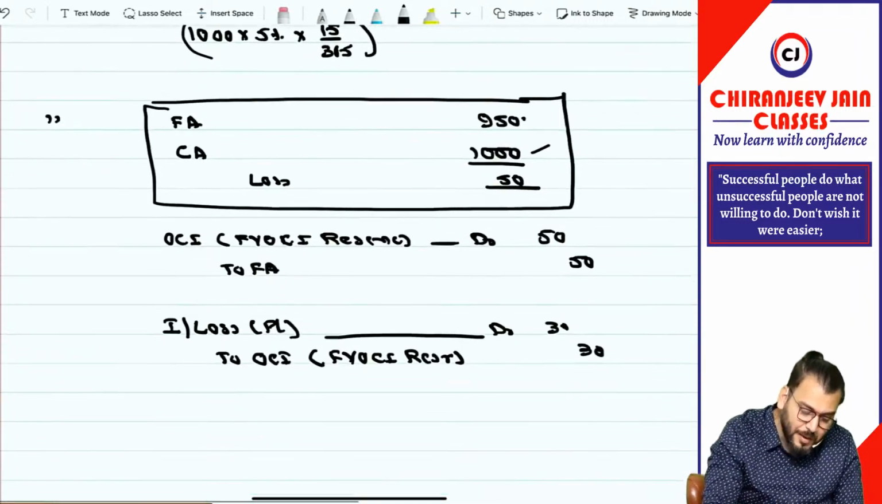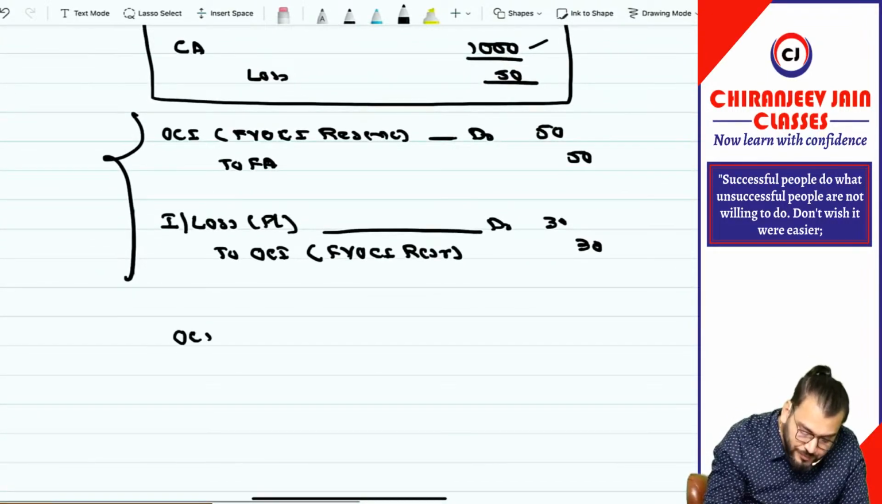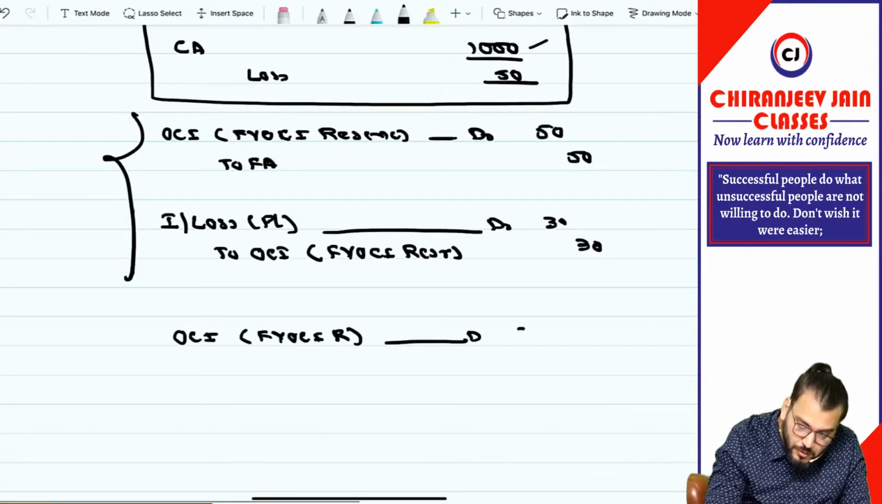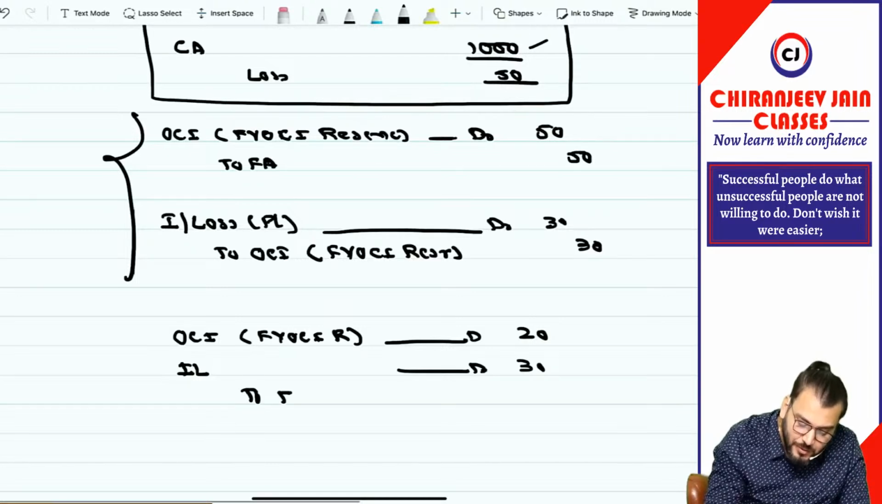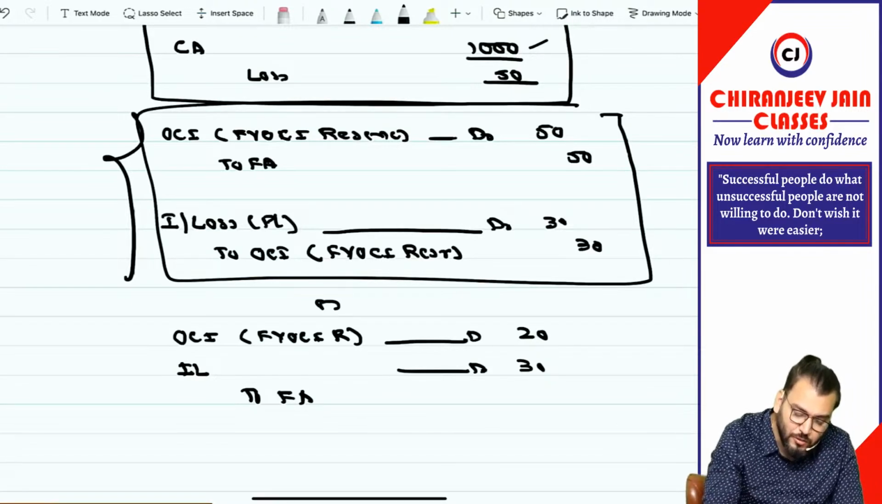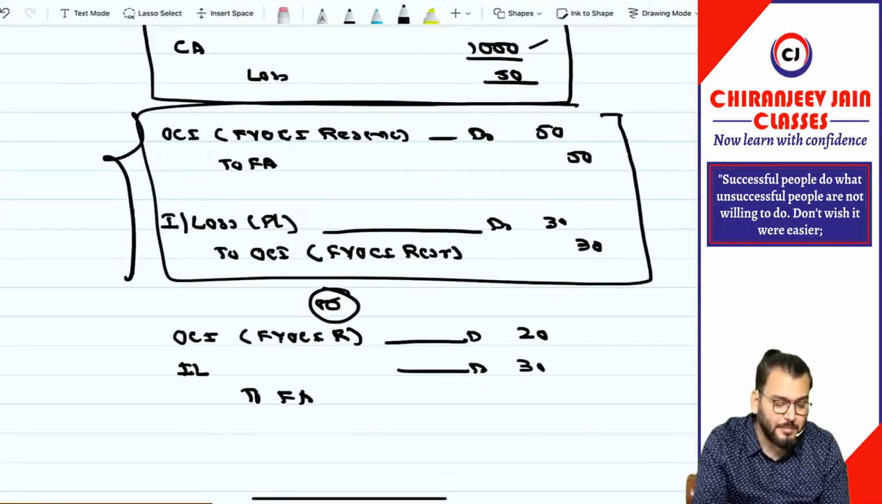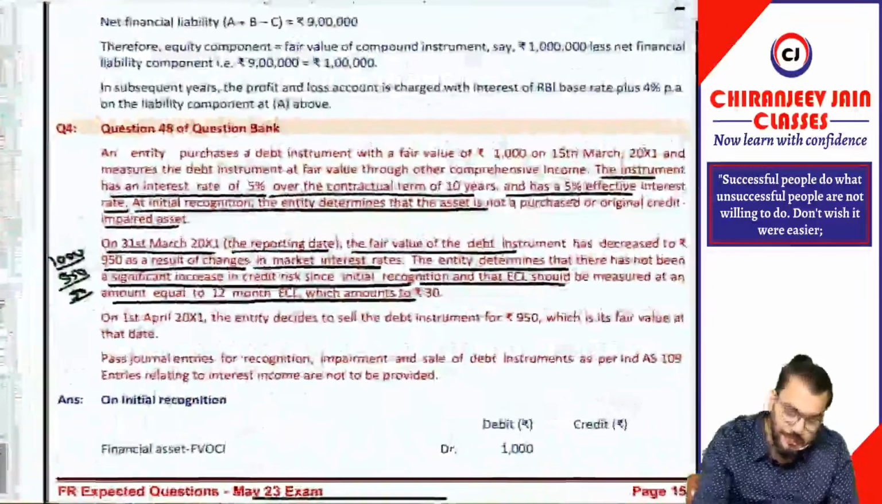In your solution they have combined these two journal entries. What journal entry have they done? They have done FVOCI reserve 20. Then impairment loss transferred to PL 30. They have done this journal entry. But we can do these two journal entries separately, or we can do this one compound journal entry, your choice. Have you understood these two ways of passing the journal entry, correct? But the effect remains the same.